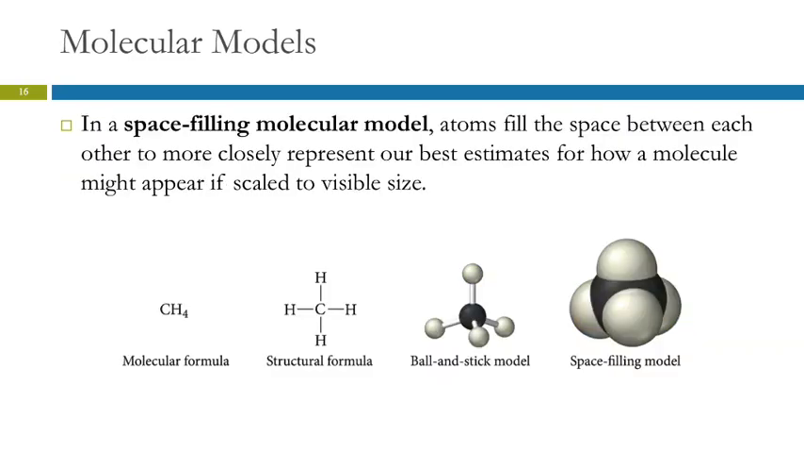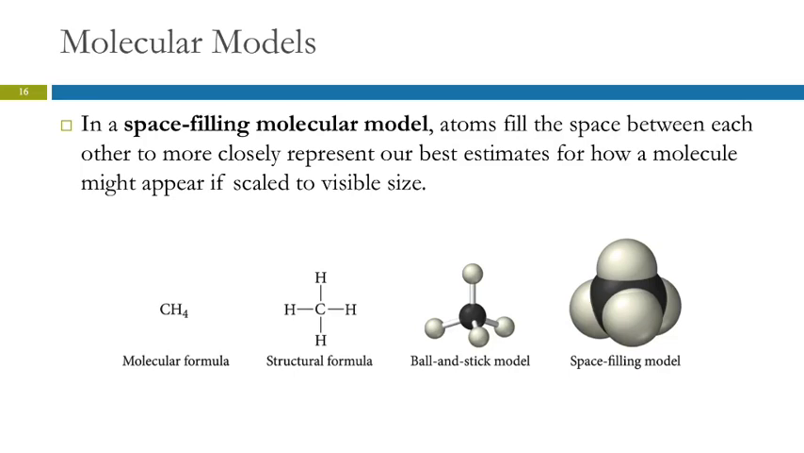We can also make a space-filling molecular model, and this gives the most accurate representation of what the molecule would actually look like. So here we have 4 different ways to represent methane. CH4 is the molecular formula. It's also the empirical formula. The structural formula shows us that all 4 of the hydrogens are connected to the carbon.